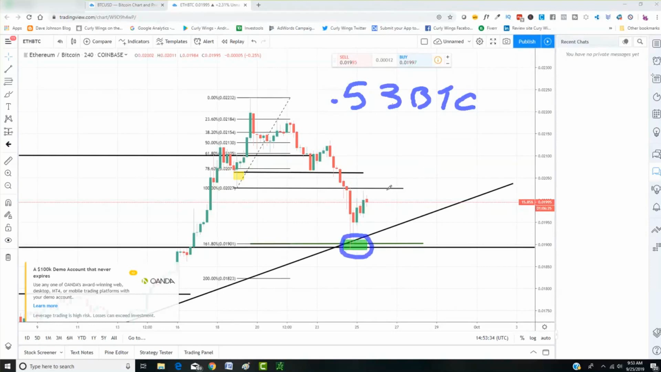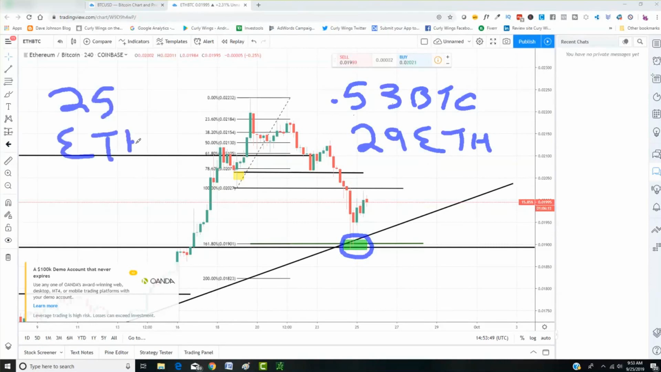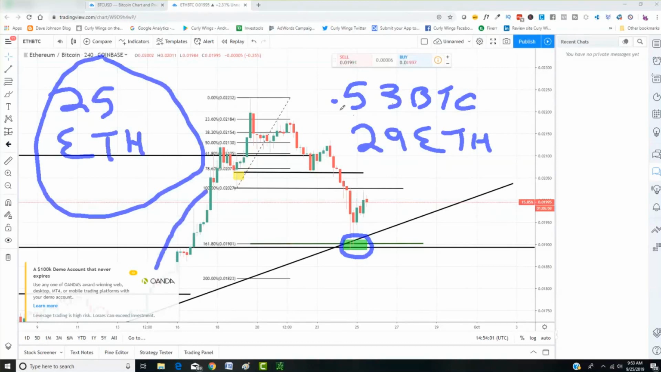So now, this is the best part. My 0.53 Bitcoin now bought me 29. So remember, I started with 25 Ethereum. And then as the chart rode up, I sold it for Bitcoin for 0.53. Chart kept going up. Kind of pissed off, but that's okay. Got this lower high, more of a descending triangle pattern. Okay, good. Weakness. Broke through, switch structure to downtrend.